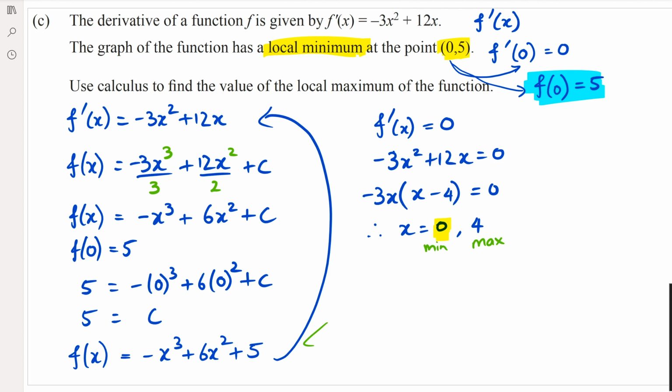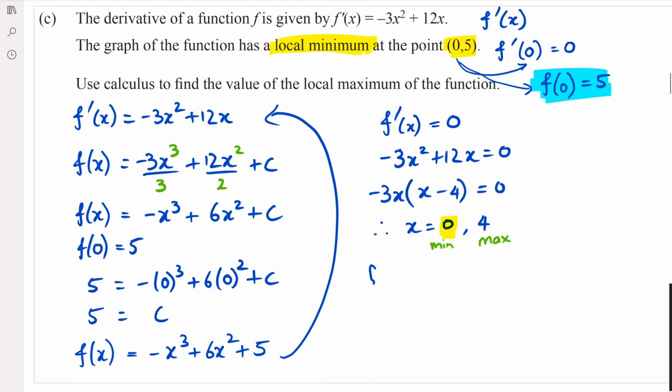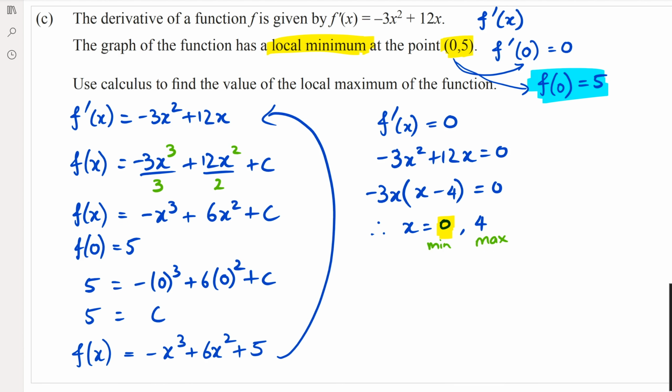No, it's not going to work. No, there we go. So I actually need to figure out what f of 4 is. If I figure out what f of 4 is, then it's going to give me my maximum. Now, remember I got that equation? So it's negative x cubed. So it's going to be negative 4 cubed plus 6 times 4 squared plus 5.